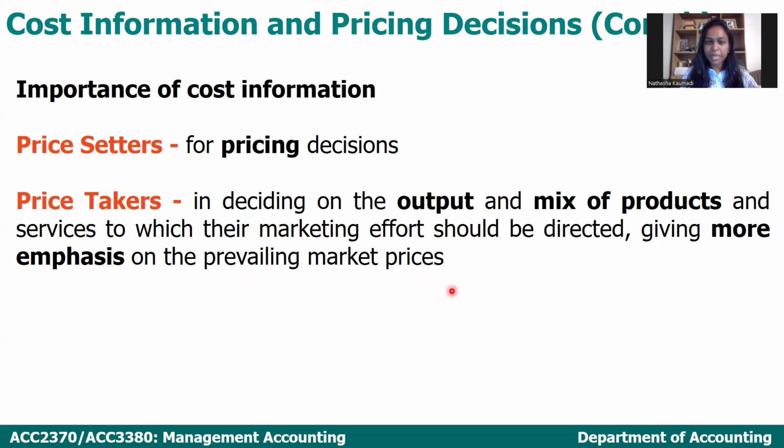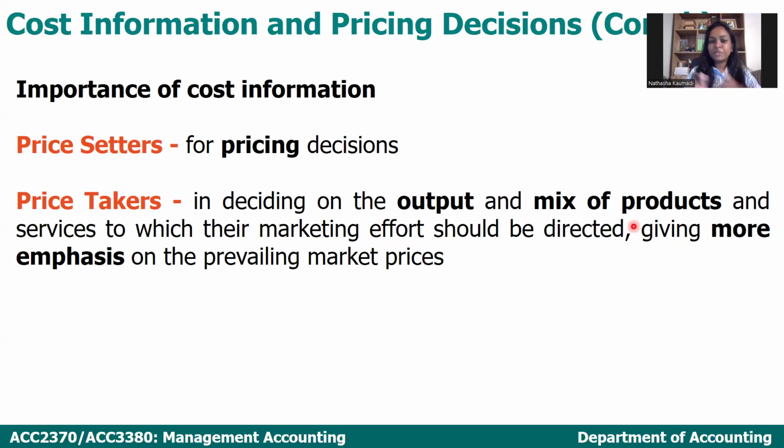Market එකේ තියෙන price එකට කොච්චරක් අපිට විකුණන්න පුළුවන්ද? කොච්චරක් අපිට හදලා විකුණන්න පුළුවන්ද? At the prevailing market price, what is the output we can produce and sell? Or else, at the prevailing market price, what is the mix of products we need to produce? How many units from product A? How many units from product B? Likewise, what is the mix? You call it product mix. What is the mix? So to take that decision, you need cost information.